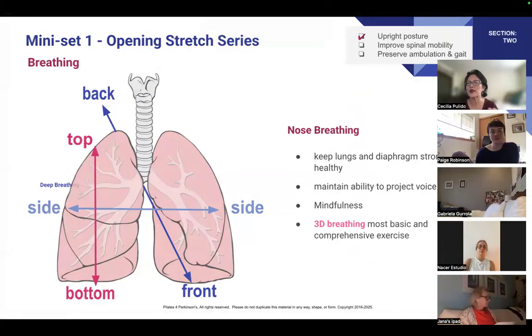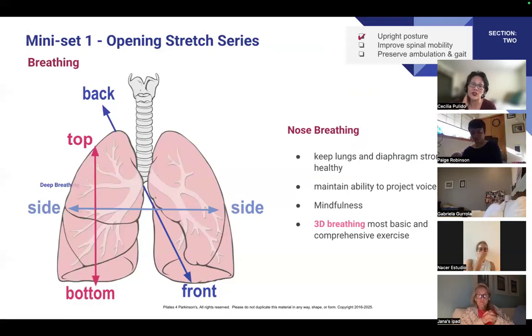The first thing I want to point out on this section 2 series of slides is that if you look at the very upper right corner of the slide, it's going to have our 3 categories there: upright posture, spinal mobility, ambulation, and gait. And there will be a check mark to which this mini set benefits the most. This will help you put your programming together, because if somebody walks in and they've got postural instability, all you have to do is look for all the check boxes on the 11 absolute that relate to preserving ambulation and gait. Okay, so it kind of makes it easier.